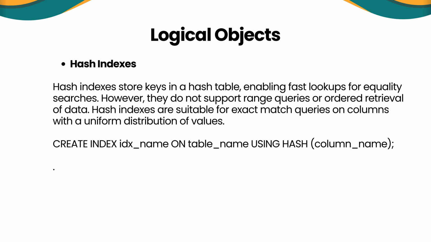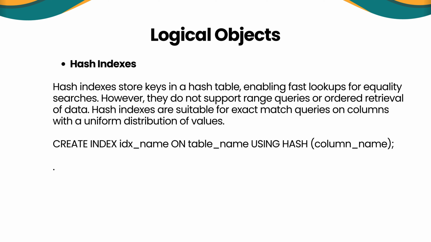And the second index type is the hash index, which stores keys in a hash table, enabling fast lookup for equality searches. However, they do not support range queries and ordered retrieval of data. Hash indexes are suitable for exact match queries or on columns with a uniform distribution of values.